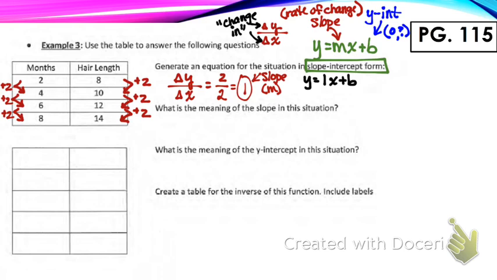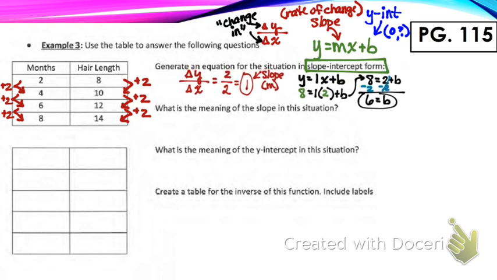2 and 8. Sounds good. Which part do I put in for the y? 8 equals 1, and then I'm going to put the 2 in the place of x, plus b. What is 1 times 2? 2. So I have 8 equals 2 plus b. What would I need to do to get the b all by itself now? Subtract the 2 from both sides. So what is our b value then? 6. I now have all the pieces that I need to write this equation in slope-intercept form.